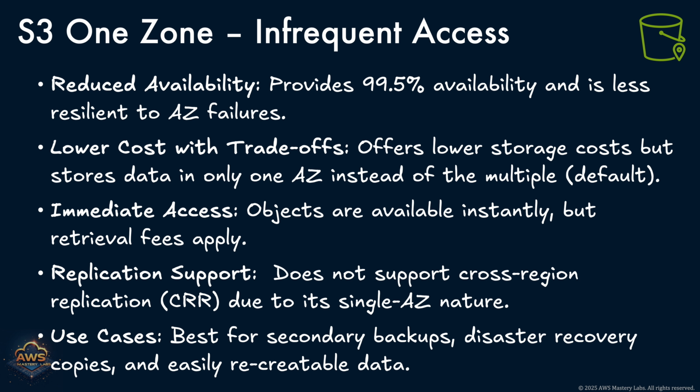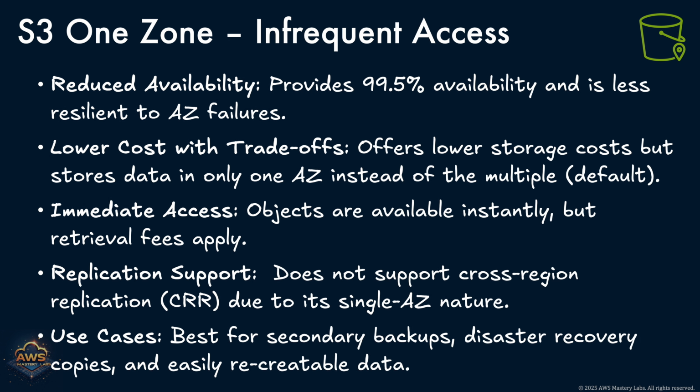Amazon S3 One Zone Infrequent Access. S3 One Zone IA is a specialized storage class designed to offer cost savings for infrequently accessed data, but with a key trade-off. It stores data in a single availability zone instead of the multiple AZs used by other S3 storage classes. This class is ideal for data that is non-critical and easily reproducible, such as secondary backups, disaster recovery copies, or staging data. By not replicating data across multiple AZs, S3 One Zone IA provides lower storage costs than even S3 Standard IA. However, this cost benefit comes at the expense of reduced durability and availability.